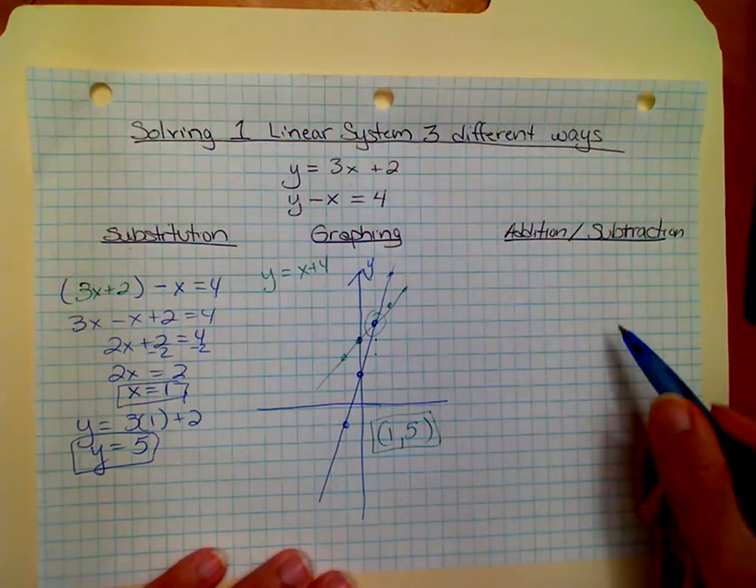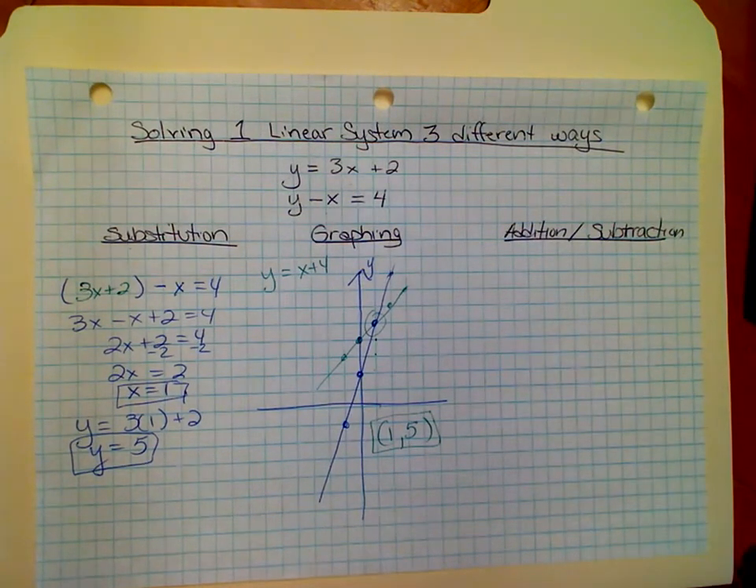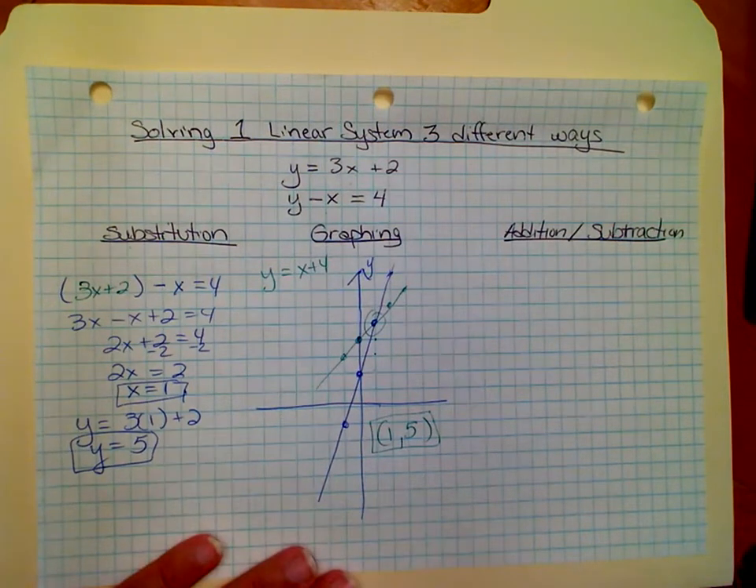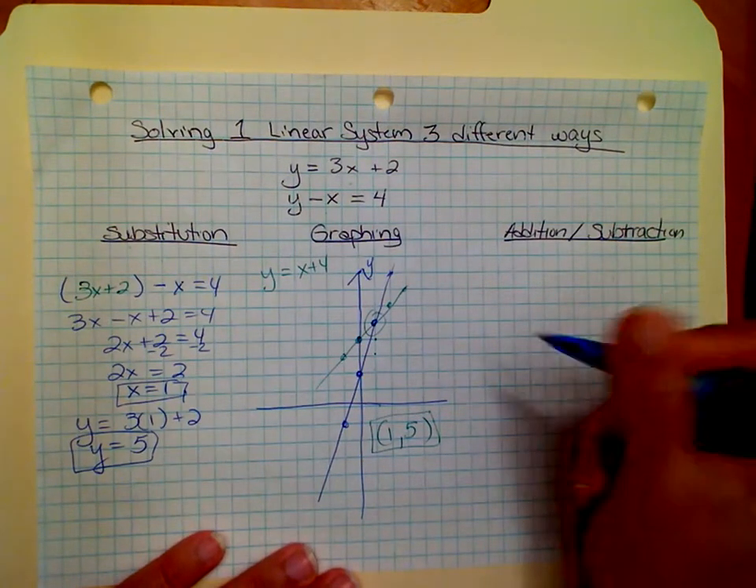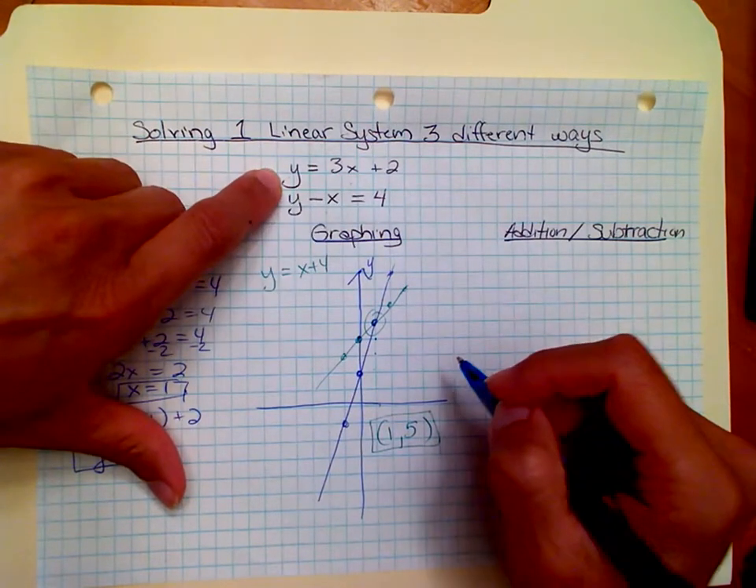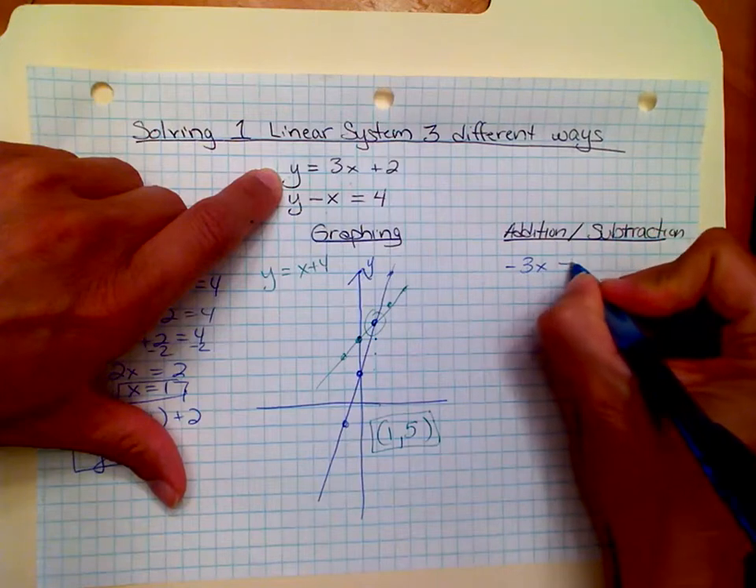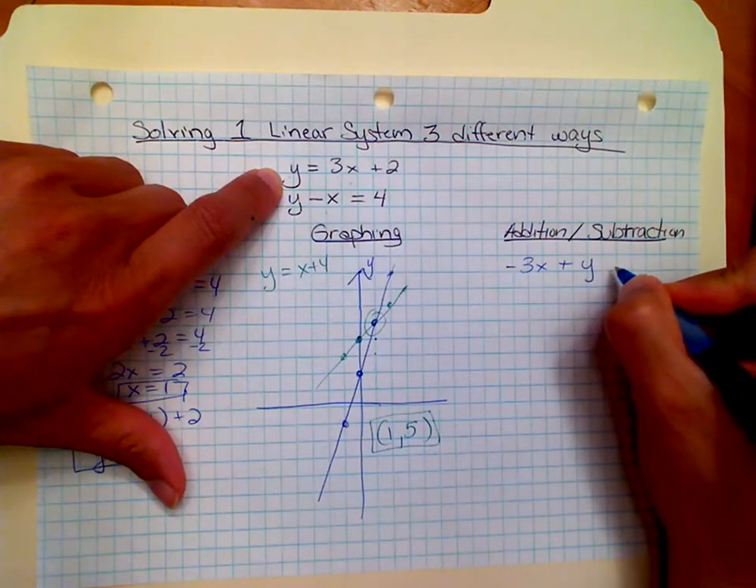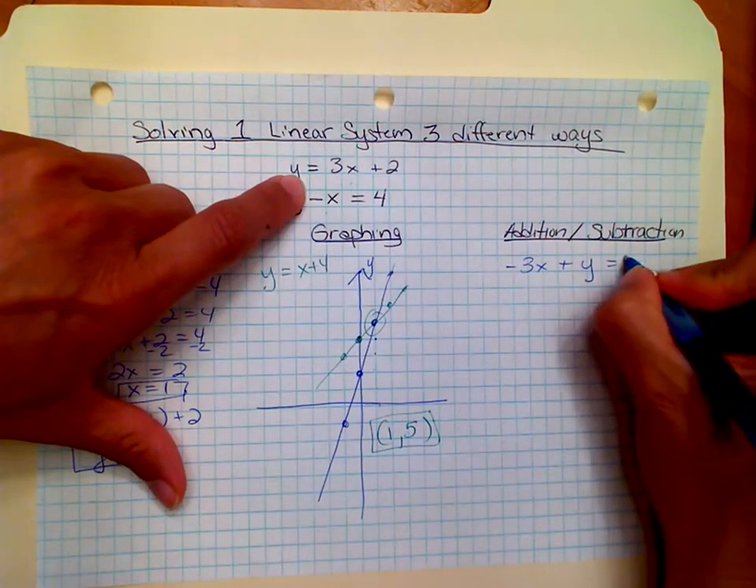So now addition and subtraction. Remember, the key to addition and subtraction is that you have all the x's lined up, all the y's lined up, and all the constants lined up. So this one already has a y minus x, so we'll just move the x over on this first one. If I subtract 3x from both sides, I get negative 3x plus y equals 2.